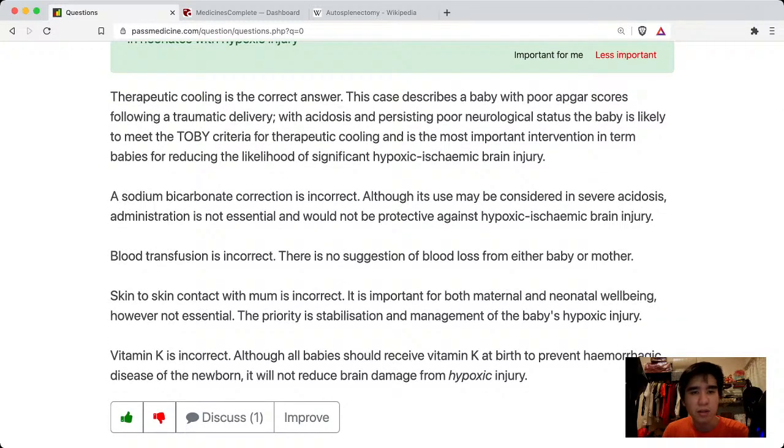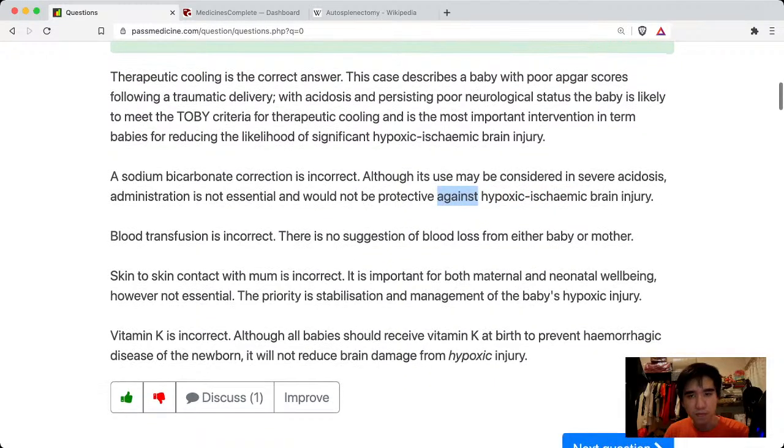A sodium bicarbonate correction is incorrect. Although its use may be considered in severe acidosis, administration is not essential and would not be protective against hypoxic ischemic brain injury. Okay, so it can be considered to correct the severe acidosis. May be considered in severe acidosis. It's not essential. It's not protective. Yeah.